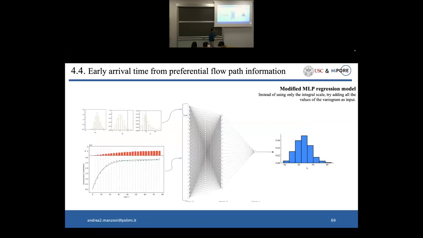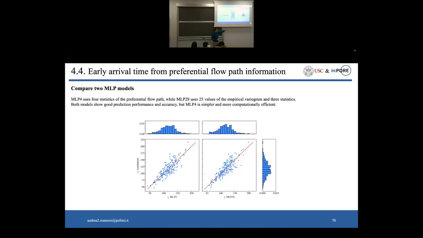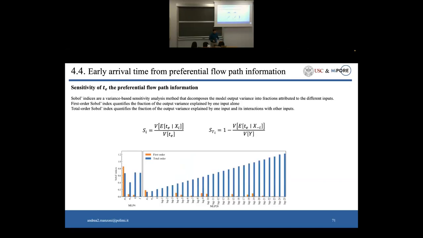We also tried to further increase the complexity of the model. Instead of providing the integral scale, we provided in input the whole variogram information, so the whole variogram value for all the lags, to see if the model would improve the performance in predicting the early arrival time. We noticed that the performance is very similar, so we decided to stay with the simplest model, which has a much lower computational cost.